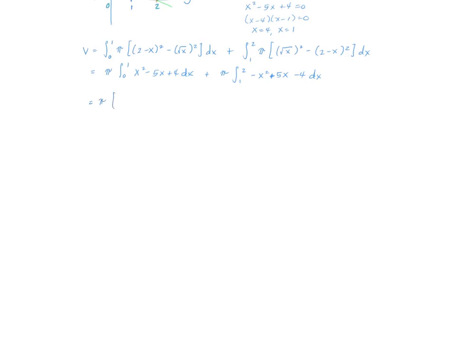The first integral will be x to the third over 3 minus 5x squared over 2 plus 4x, evaluated from 0 to 1, and then I'm going to add it to pi times negative x to the third over 3 plus 5x squared over 2 minus 4x from 1 to 2.